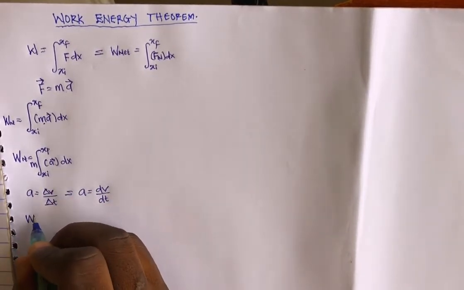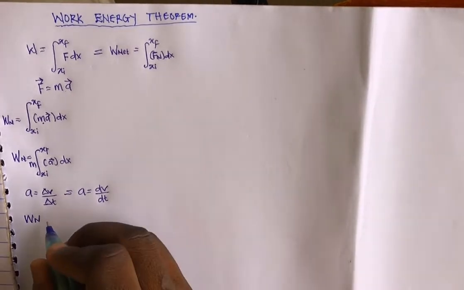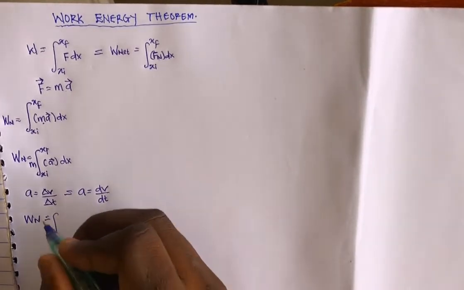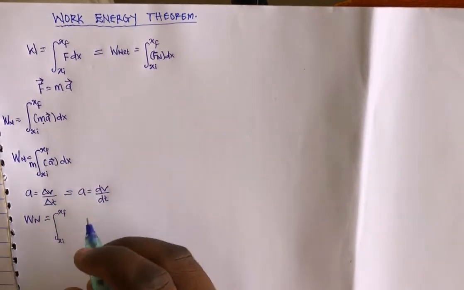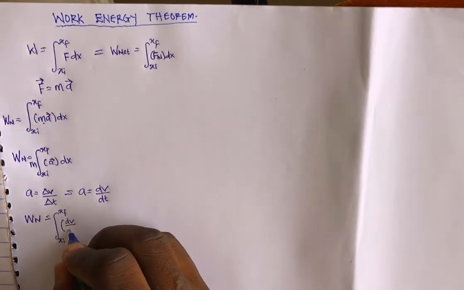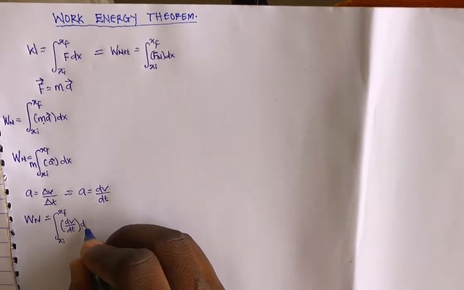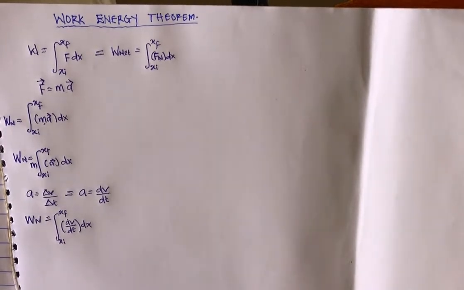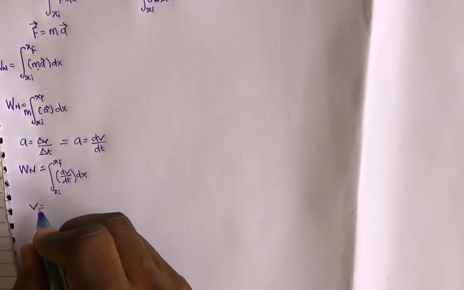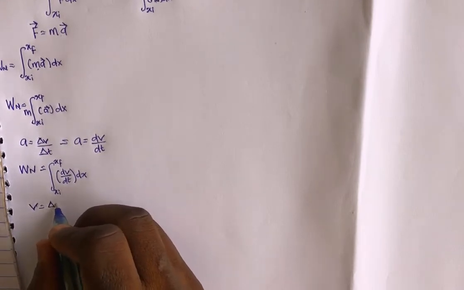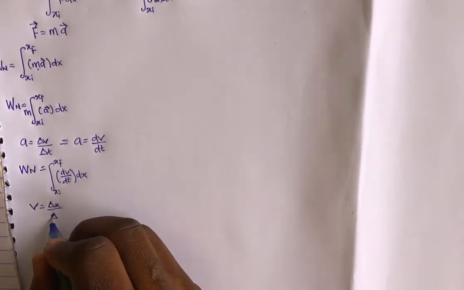So I have net work done equals the integral from initial position to final position, where my acceleration is dv over dt, with respect to dx. Can you see? It's very simple. But what other thing can I do here? Can I integrate? No, I cannot integrate, because this is velocity, and I also know that velocity equals change in distance with respect to change in time.